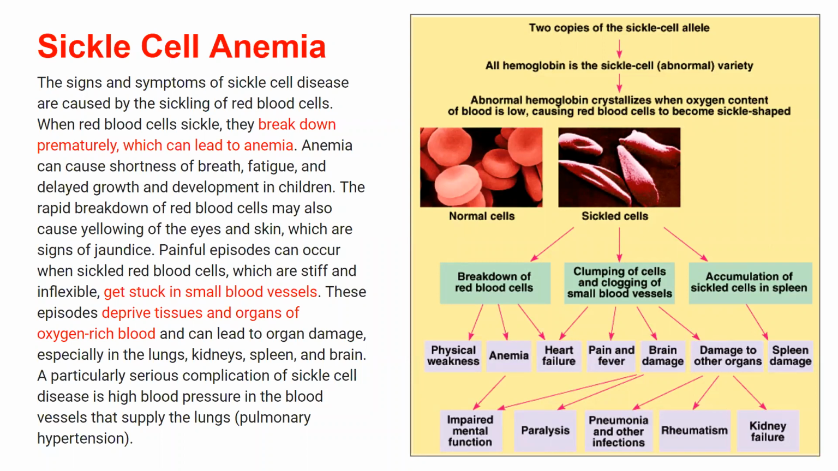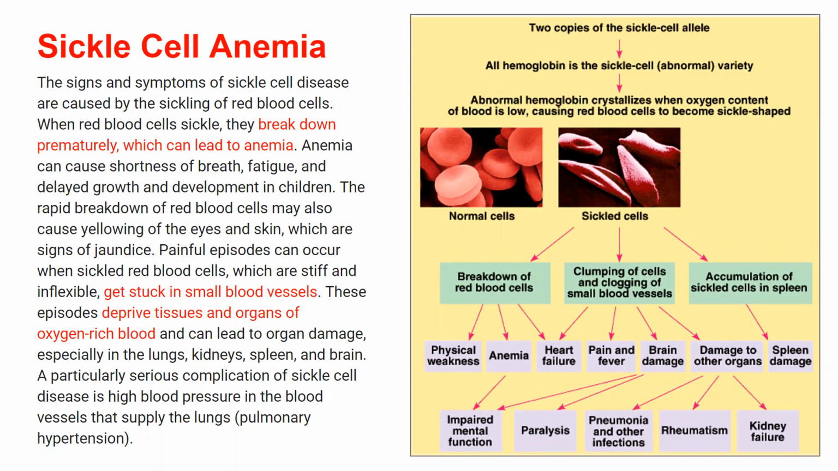You could add this to your effects, just the red stuff, like always. Signs and symptoms: when the red blood cells sickle, they break down prematurely, which can lead to anemia. Anemia can cause shortness of breath, fatigue, and delayed growth and development in children. Rapid breakdown of red blood cells may also cause yellowing of the eyes and skin, which are signs of jaundice. Painful episodes can occur when sickled red blood cells, which are stiff and inflexible, get stuck in small blood vessels.